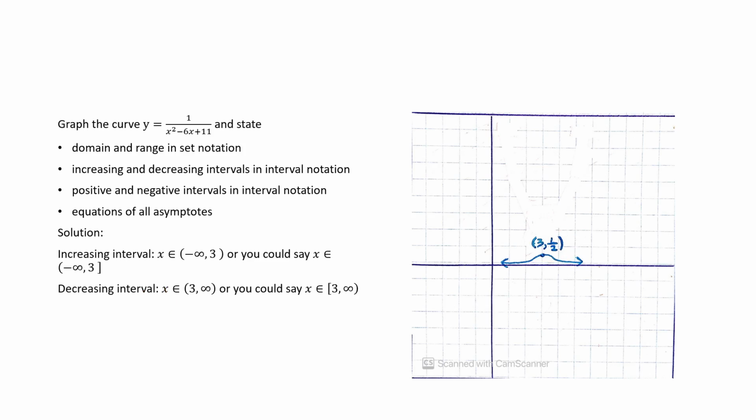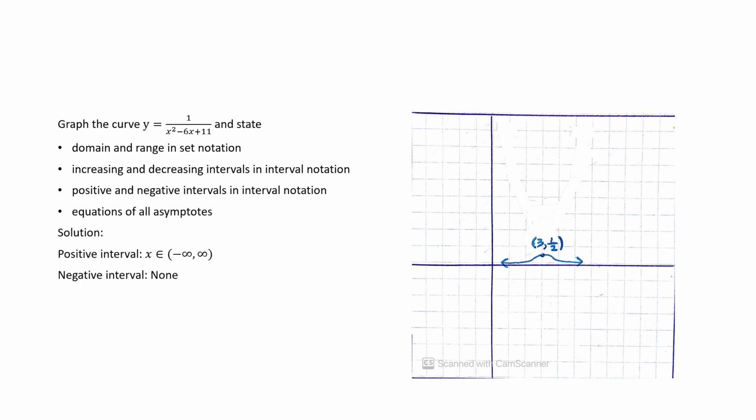The increasing interval, well, we see our curve as we go to the right is increasing all along here. So we would say the increasing interval is from -∞ to 3, or from -∞ to 3 with a closed bracket on the 3. Either is acceptable. I think it should be a square bracket, but your textbook puts a round bracket. And the decreasing interval will be all x values from that x value of 3 on to infinity. And I think there should be a square bracket on the 3, but your textbook puts a round bracket.